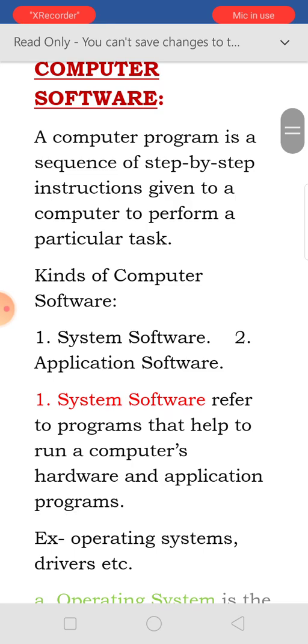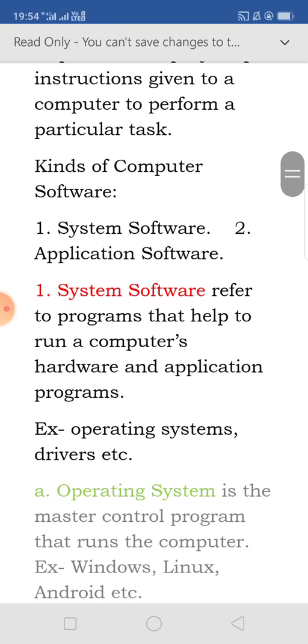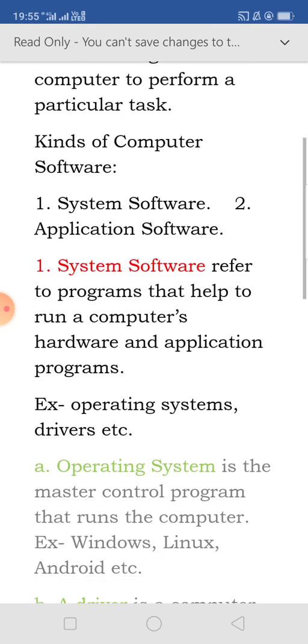Next is the kinds of computer software. There are two types: system software and application software. System software refers to programs that help to run a computer's hardware and application programs. It helps the computer hardware to do any work for the application program. It includes the operating system and the drivers.